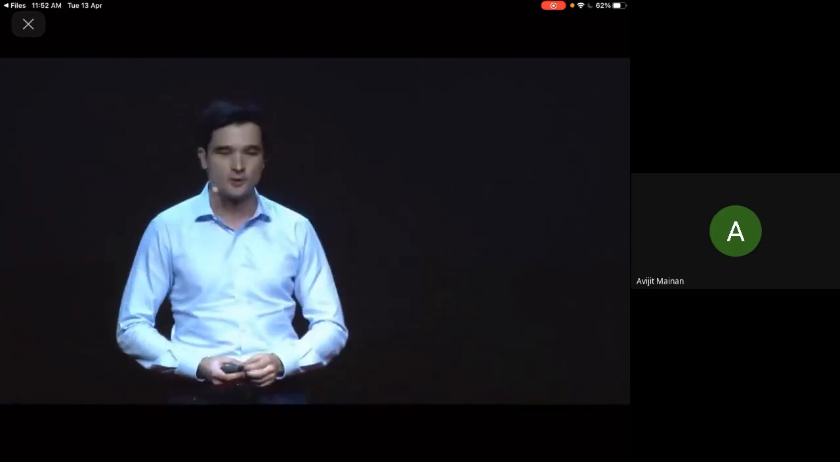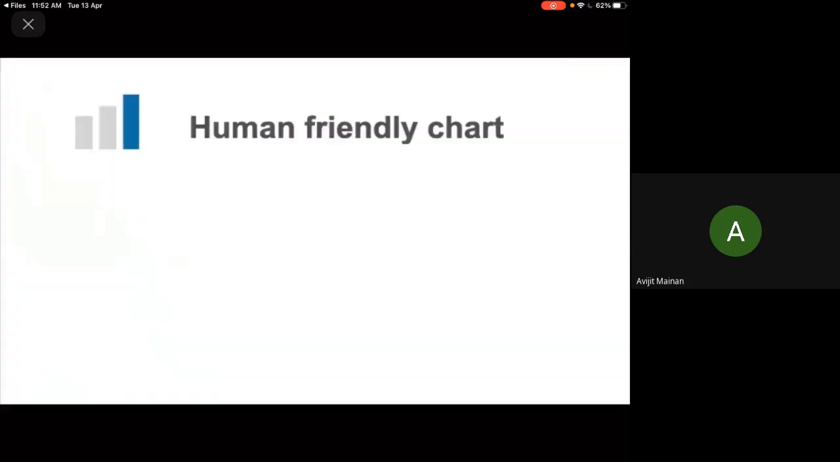And today, I want to share with you three simple techniques that you can all use to tell compelling stories with data. You don't need any specialist expertise. You don't need to be a statistician or a data scientist to apply these principles. So three simple principles. The first is choose a human-friendly chart type. What do I mean by that?